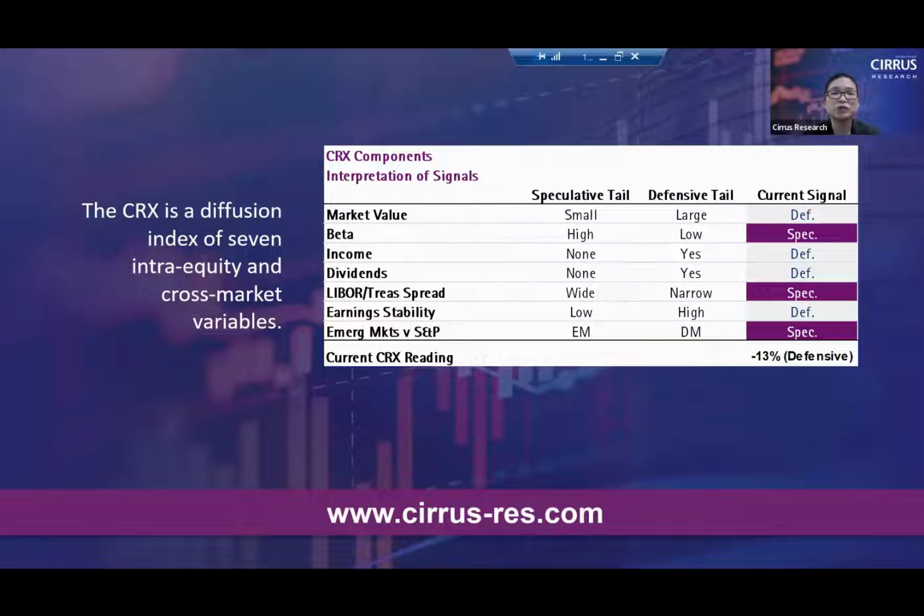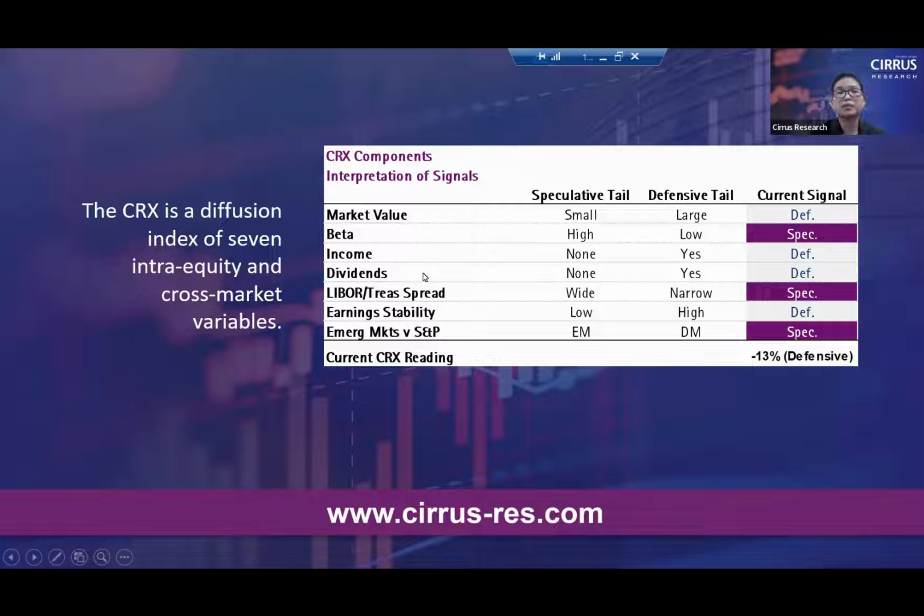Same for income. If you don't produce any income or you're not profitable over the past 4 quarters, then you are in the speculative bin. On the reverse, if you're profitable, then you are considered more defensive.